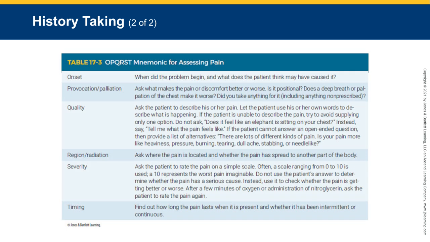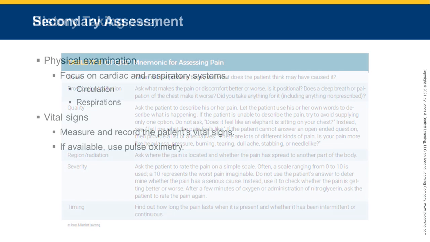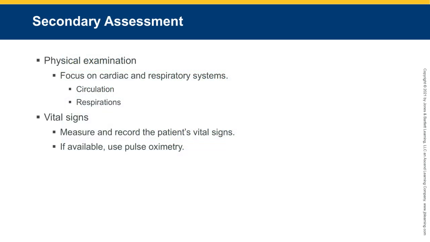During the secondary assessment, conduct a focused physical exam, emphasizing the cardiac and respiratory systems. Evaluate circulation, breathing, and vital signs. If available, use pulse oximetry to measure oxygen saturation.